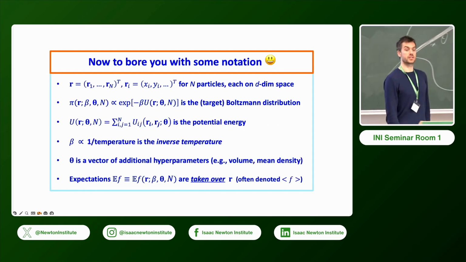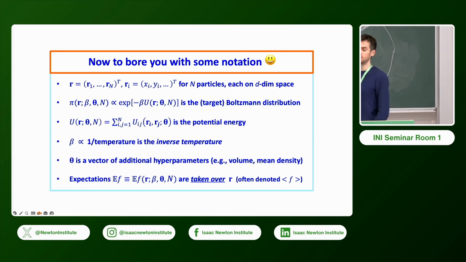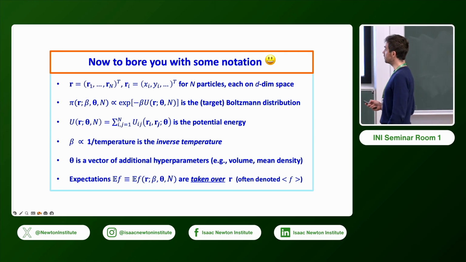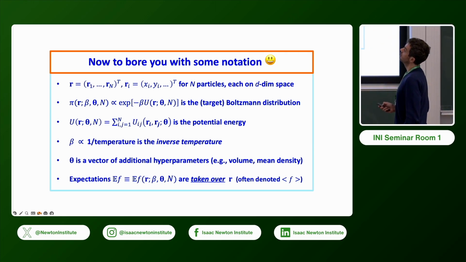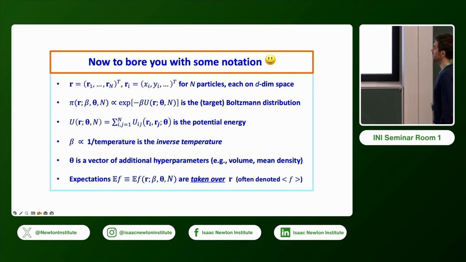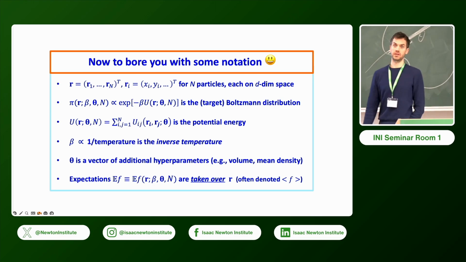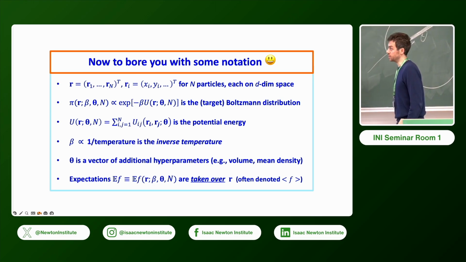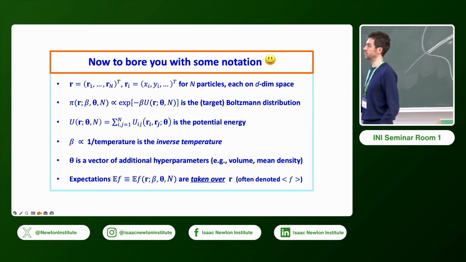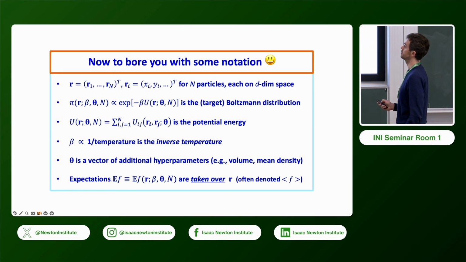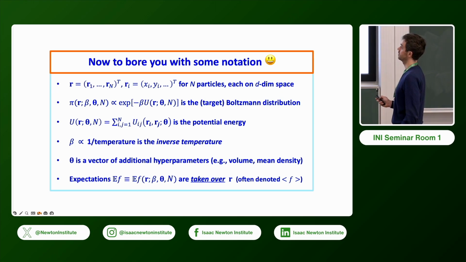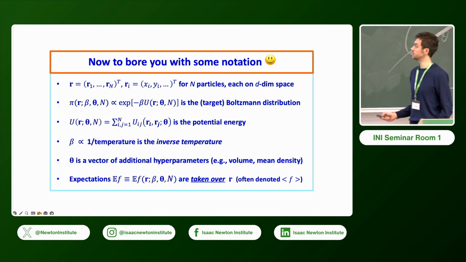I'm going to bore you with a bit of notation because I'm a physicist, so that we all know what we're talking about. If you see some bold R, that denotes what you would probably consider to be the parameter of your target distribution, but this is the collection of the positions of n particles, each on a d-dimensional space. So R1 is the position of particle 1, etc. And so for some particle i, Ri might have x, y, z, etc. components if it's on a three-dimensional space.